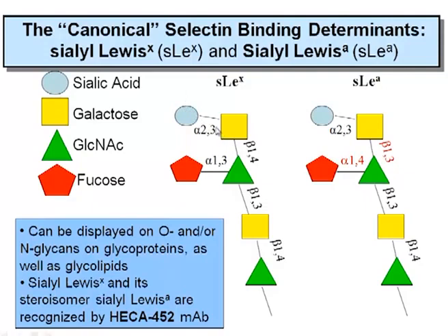Now, importantly, these motifs can be expressed on O or N glycans of a core protein and can also be expressed on glycolipids. So glycolipids can function as ligands for E, L, and P-selectin. Sialylated Lewis X and its stereoisomer sialylated Lewis A are each recognized by the monoclonal antibody HECA452, which makes that monoclonal a useful reagent to identify potential selectin ligands.